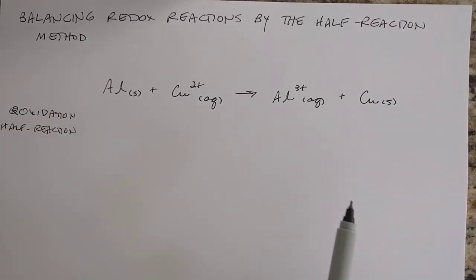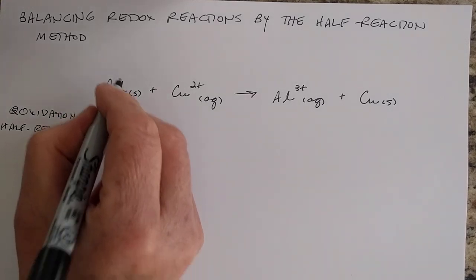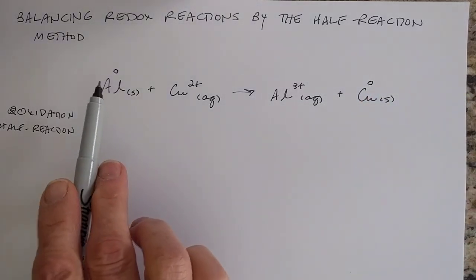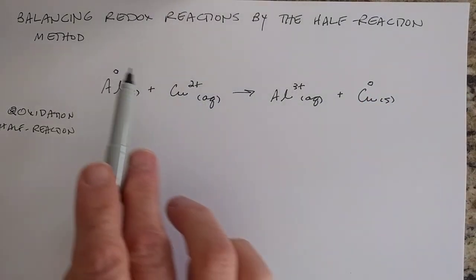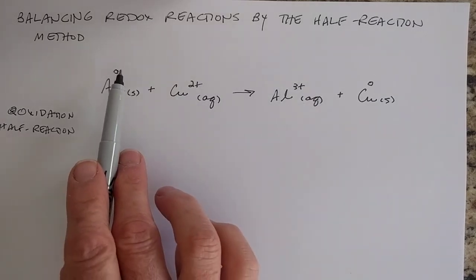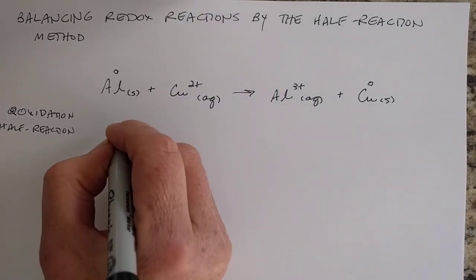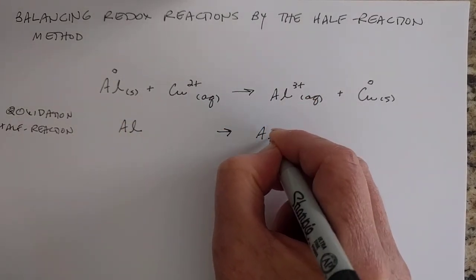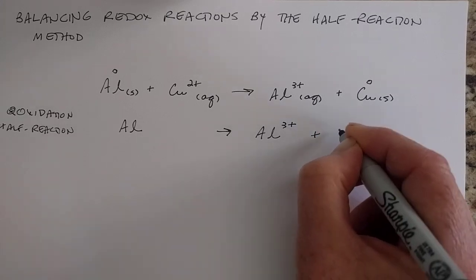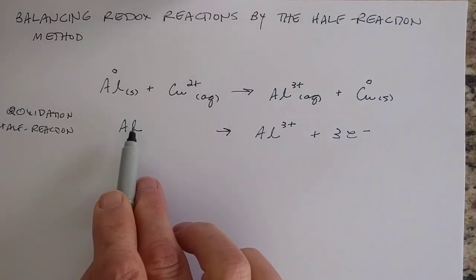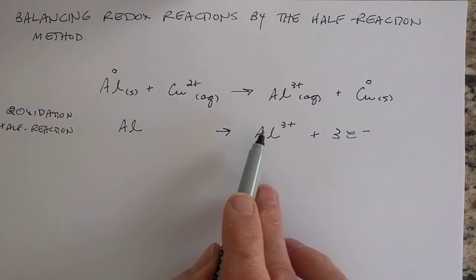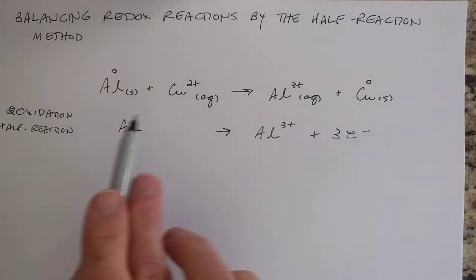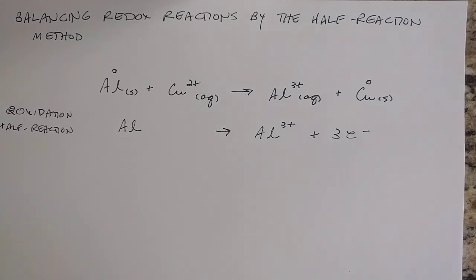Okay, so we have to figure out what's being oxidized. Well, aluminum, in its elemental state, is 0. Copper in its elemental state is 0. So the aluminum is going from 0 to +3. It is going up the number line. It is being oxidized. So for our half reaction, we take aluminum goes to Al3+ and 3 electrons, because that's how many electrons the aluminum lost to become the Al3+ ion. If we added these together, we would get back to neutral aluminum.